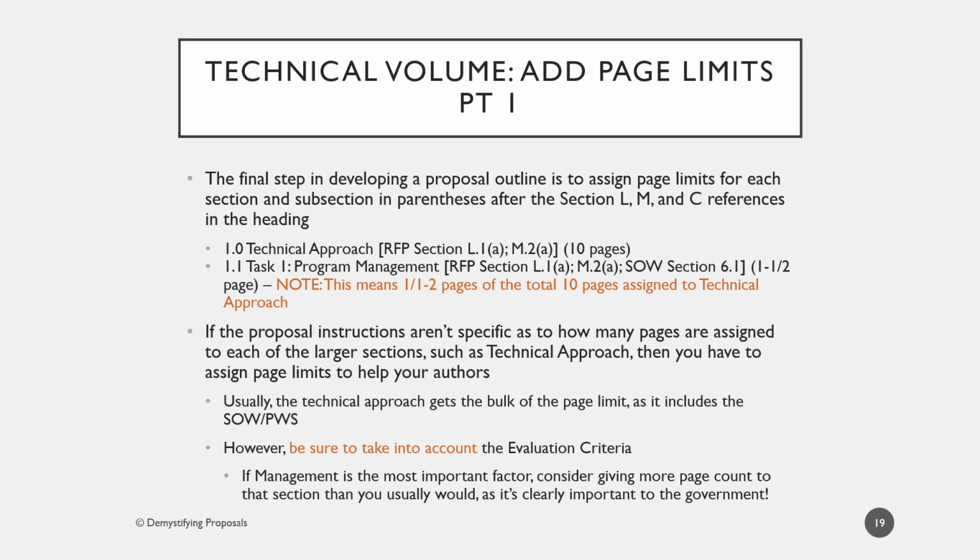If the proposal instructions aren't specific as to how many pages are assigned to each of the larger sections, such as technical approach, then you'll have to assign page limits to help your authors. Usually, the technical approach gets the bulk of the page limit, as it includes the statement of work and the PWS. However, be sure to take into account the evaluation criteria. If management is the most important factor, consider giving more page count to that section than you usually would, as it's clearly the most important to the government.